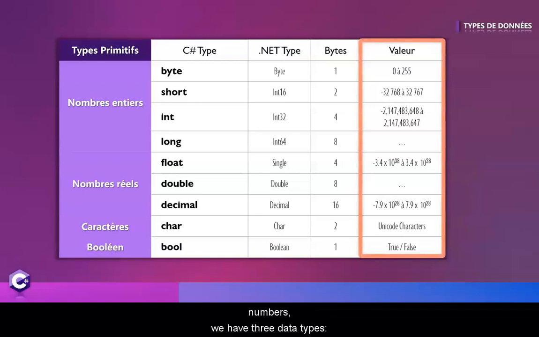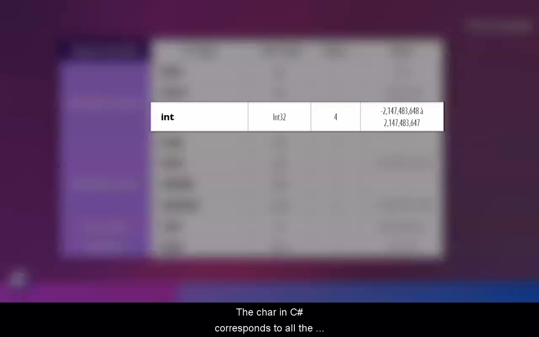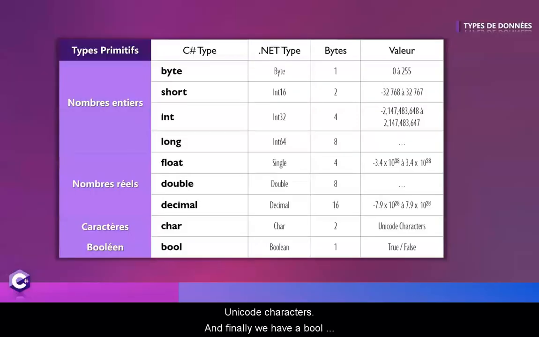In the category of real numbers, we have 3 data types: float, double, and decimal. The float is commonly used especially when you need a larger number or greater precision, and then you can use the others. Then we have the char type, which corresponds to the character. The char in C# corresponds to all the Unicode characters. And finally, we have a bool, which represents a Boolean that can be true or false.